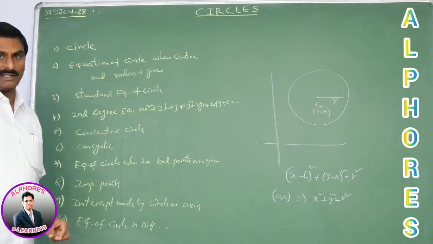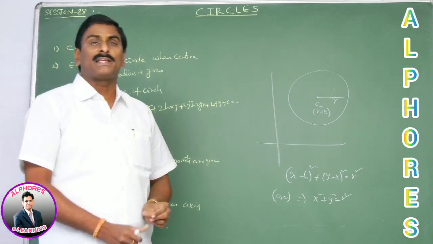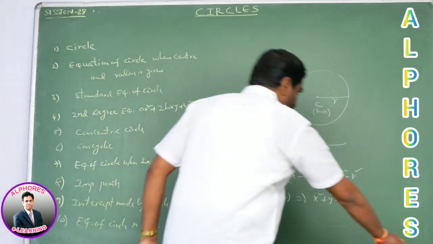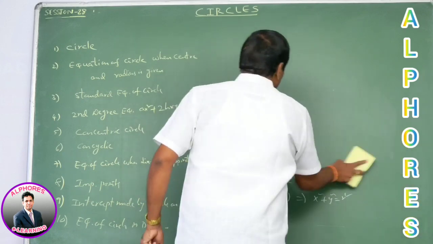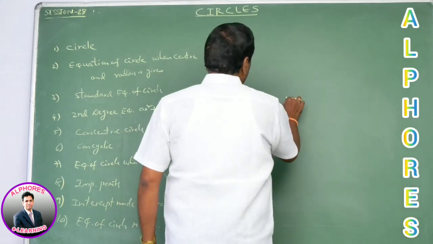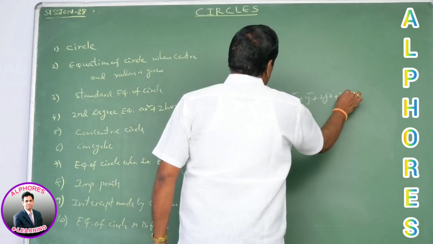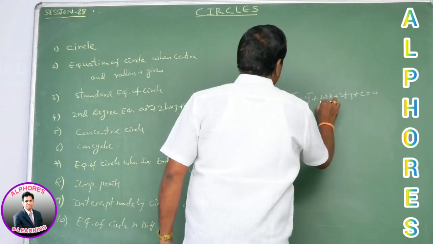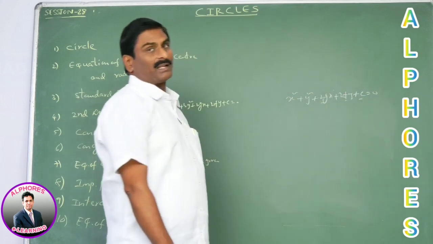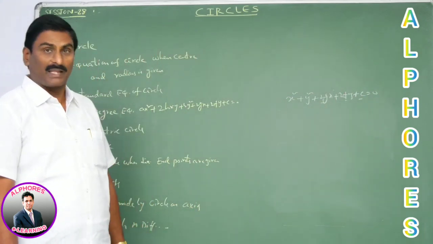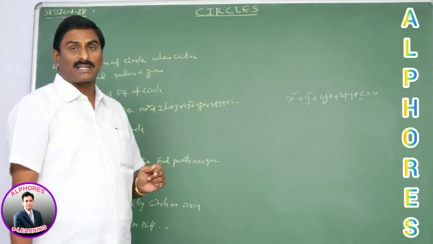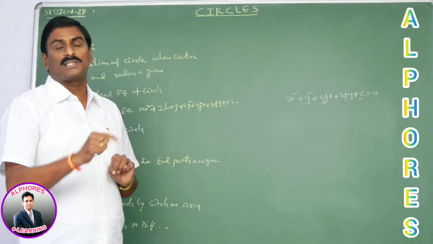Standard equation of the circle. The equation of the circle in standard form is x square plus y square plus 2gx plus 2fy plus c is equal to 0. Here g, f, c are real numbers. In a standard equation of the circle we get 3 parameters. They are g, f, c.